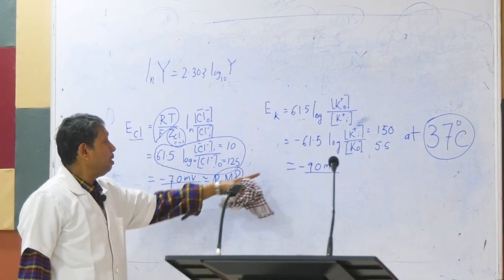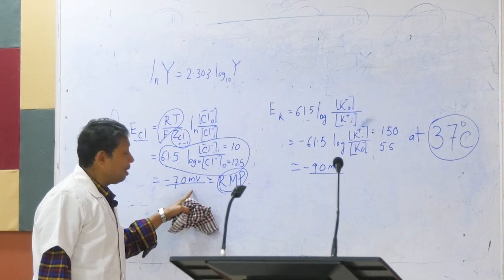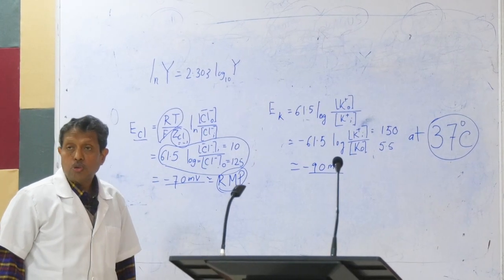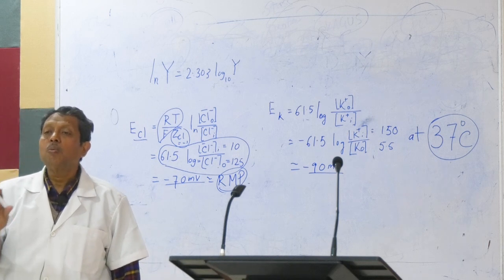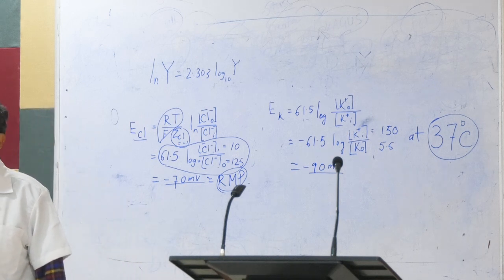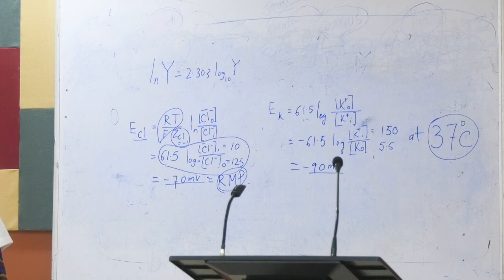And so it is more negative than this measured resting membrane potential. So it indicates there should be more potassium ion inside to maintain the equilibrium potential. And this is maintained by some cellular activity, like activity of the pumps, the sodium potassium pump.